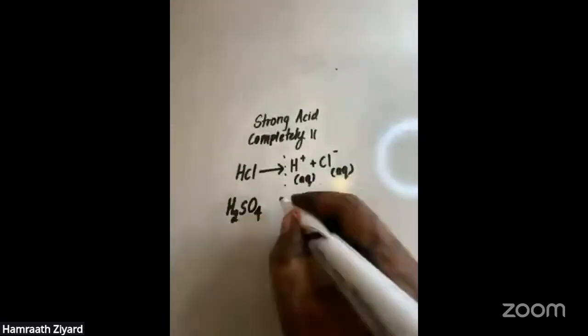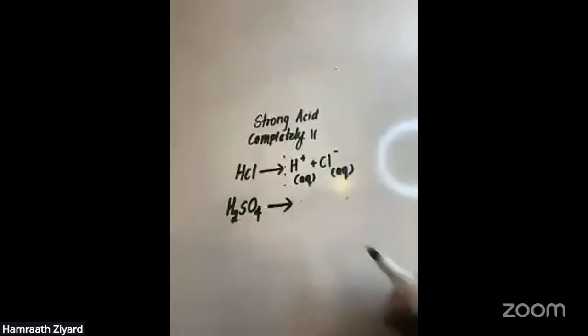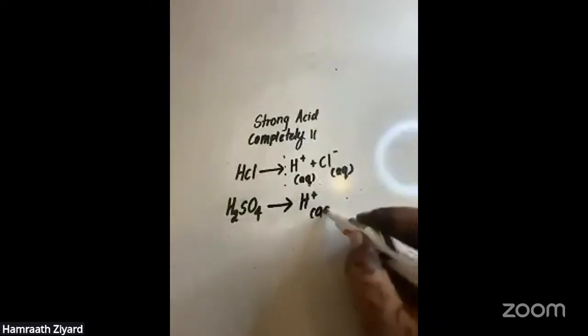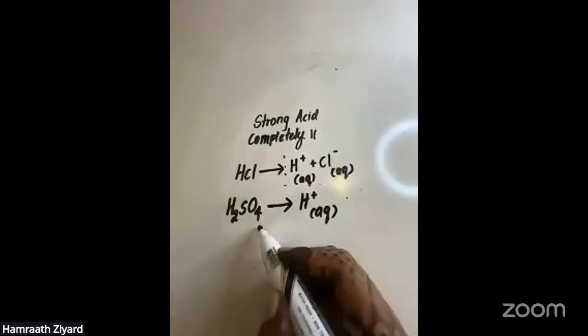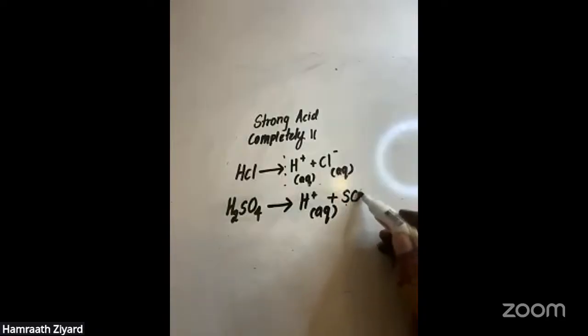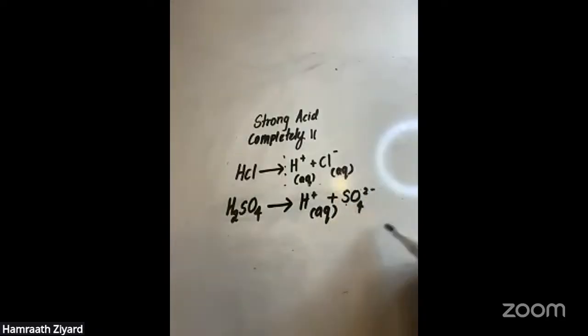Let's talk about sulfuric acid, H2SO4. What ions are present in sulfuric acid? We can take hydrogen ion. SO4, what is it? It is a polyatomic ion, the sulfate. So you can take the sulfate separately and mention it like this. And this is also going to be aqueous. This is how you show the equation of the strong acid undergoing complete ionization.